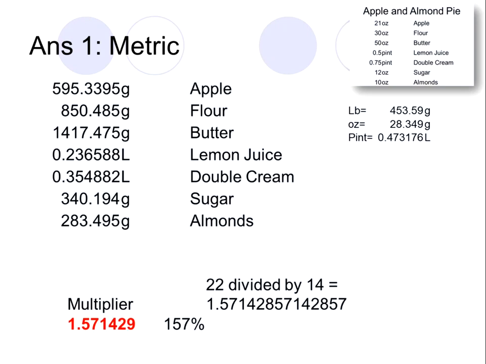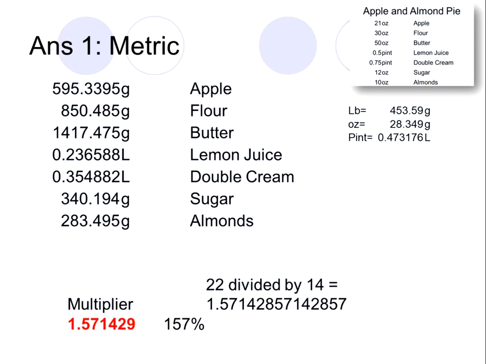12 ounces of butter, we're back to the ounces converter now, so 12 multiplied by 28.349 gave us 340.194 of sugar. And then the almonds, so 10 multiplied by 28.349 gave us 283.495 grams of almonds. So now step number one, we've converted this over into metric.